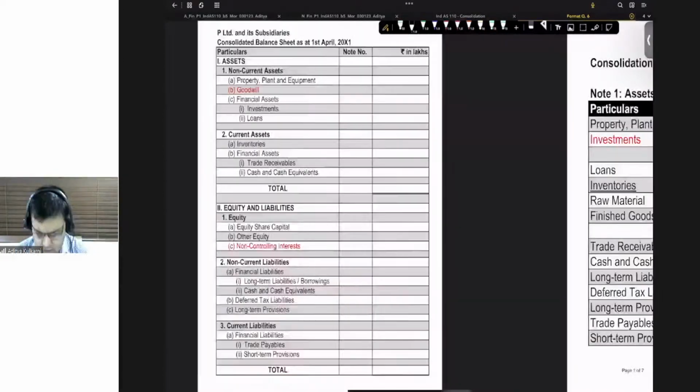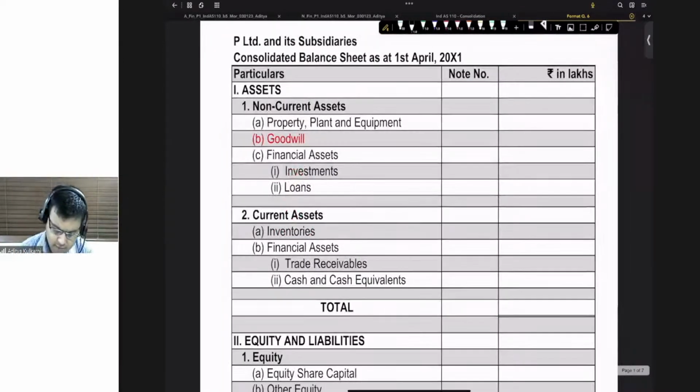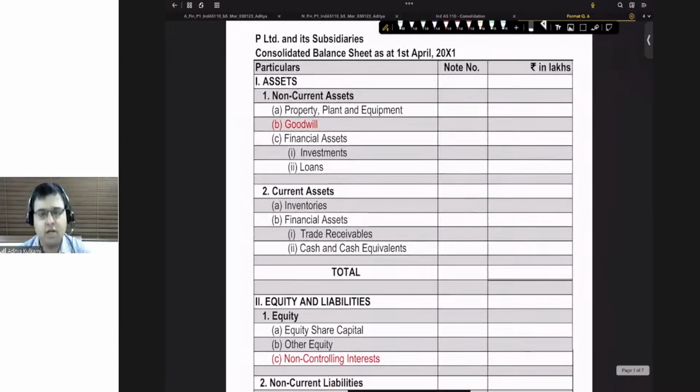Okay. Now, typically, what will be your approach in the exam? How you will start to solve such questions in exams. Of course, this is a very simple question, it won't come like this, but the overall flow will be like this. The moment you see a consolidation question, the first thing that you do is draw the consolidated balance sheet.